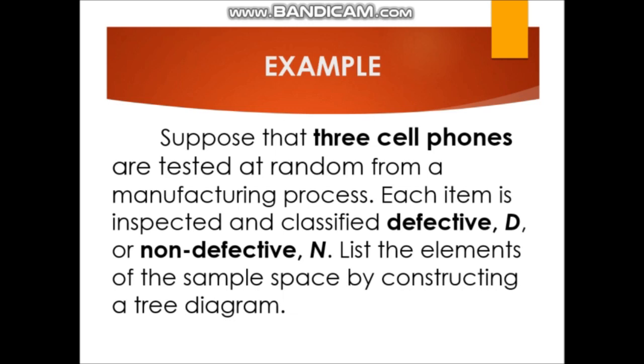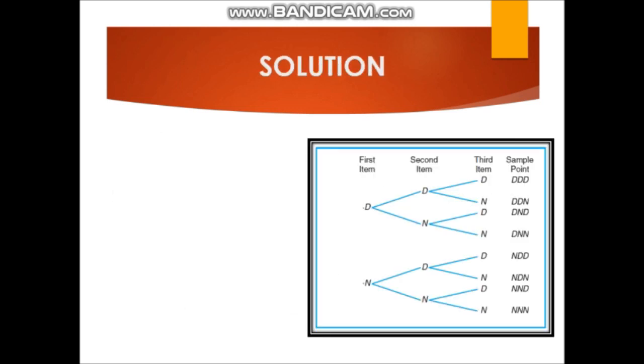As an illustration, here is our solution. Let's say we are going to test the first item. The first item can be defective or non-defective. Let us start with the first item that results defective. If the first item is defective, our second item can be a defective or a non-defective cell phone. But if the first item is non-defective, our second item can also be defective or non-defective.